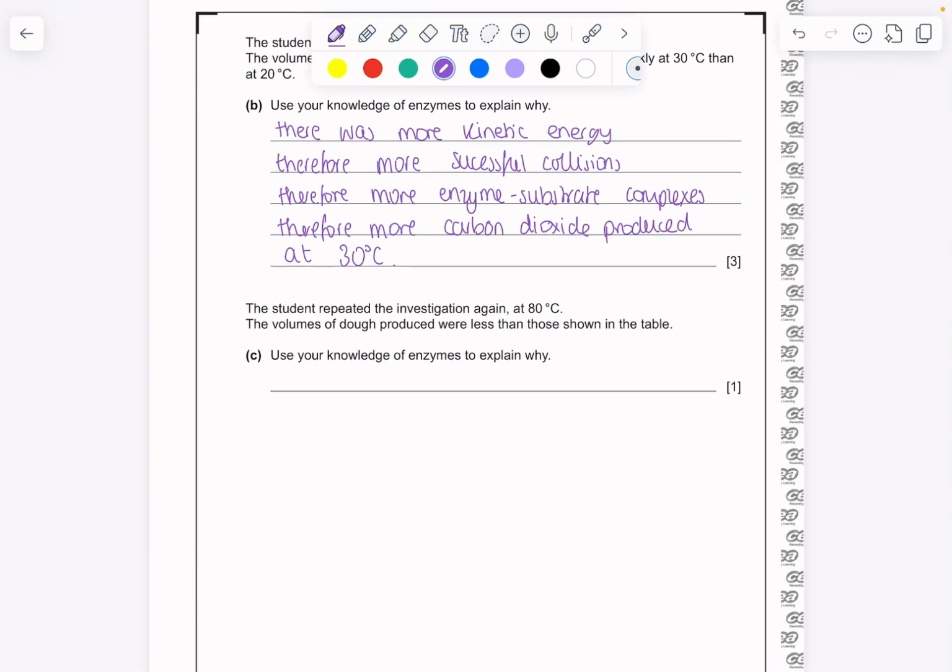A student repeated the investigation at 80 degrees. The volumes of dough produced were less than those in the table. Use your knowledge of enzymes to explain why. Remember, at high temperatures, the enzymes become denatured. And if you're ever asked what denatured means, it basically means the enzyme's active site changes shape.